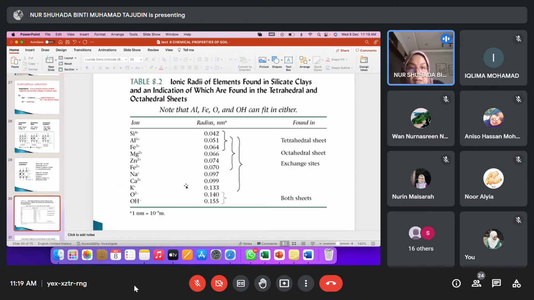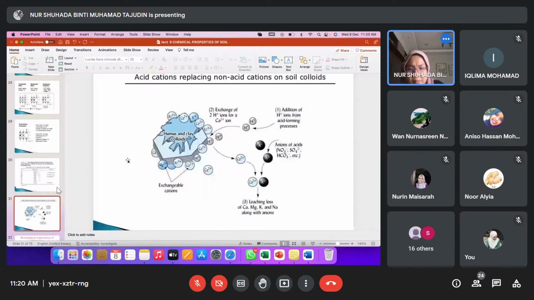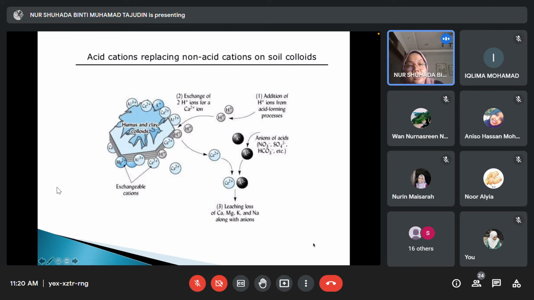Okay, so the same, when we talk about which one can substitute, it is those yang ada similar ionic radii. If you see here, yang similar adalah silicon, aluminium and ferrum, around 42, 51, 64, and also zinc can substitute the magnesium space, the magnesium position. So this is how it is exchanged, dia macam gantikan tempat. It substitutes the place of the aluminium or ferrum or silicon. So these are some metals that have a similar ionic radius. Okay, settle how the cation exchange site or the negative charges are created by the soil.